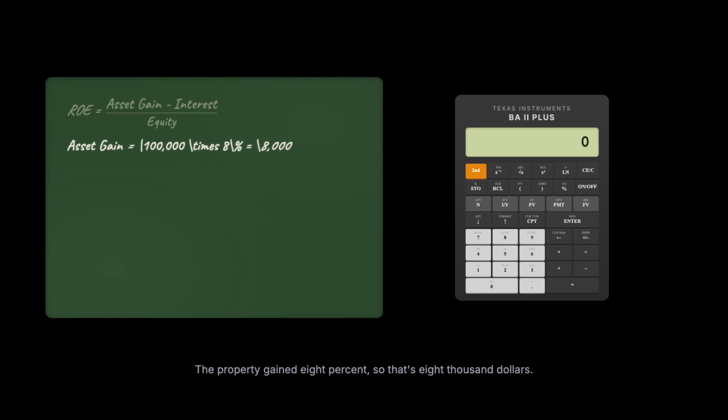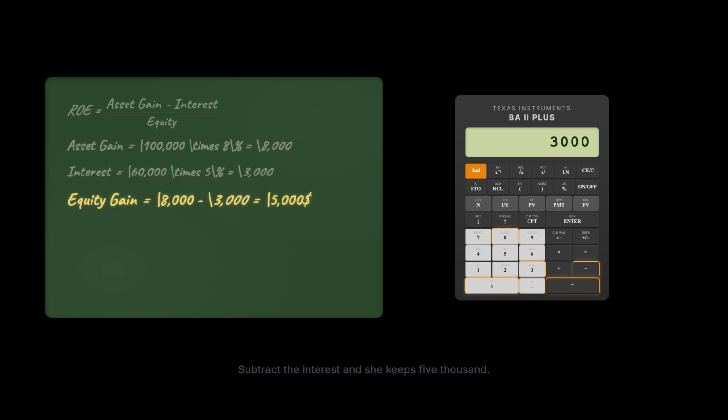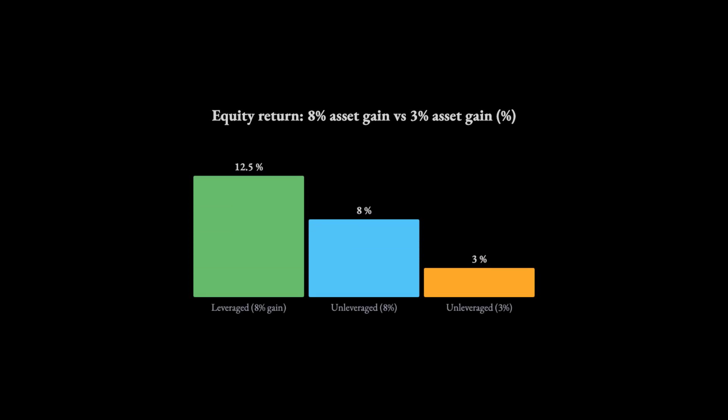The property gained 8%, so that's $8,000. Interest on the $60,000 loan at 5% is $3,000. Subtract the interest and she keeps $5,000. Divide by her $40,000 in equity, and there it is, 12.5%. When the asset return exceeds borrowing cost, leverage amplifies your return above the unleveraged 8%.